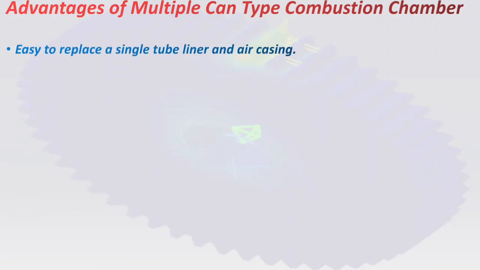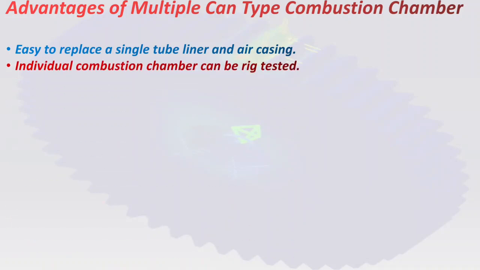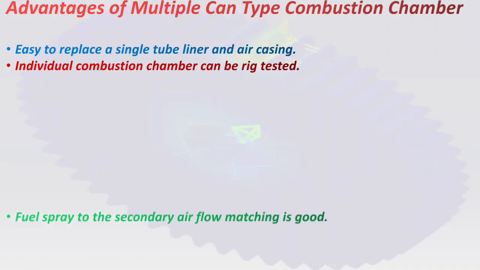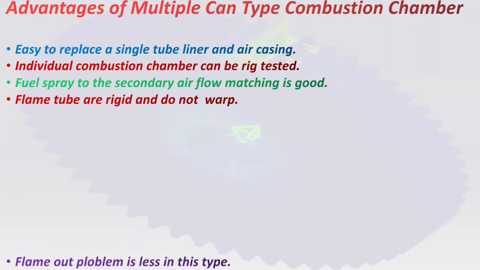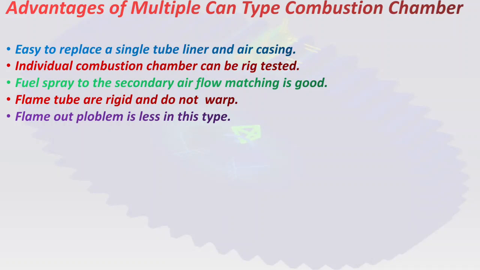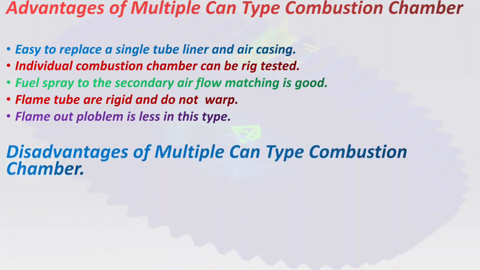Advantages of the multiple can type combustion chamber: it is easy to replace a single tube liner and air casing, which means maintenance is very easy. Individual combustion chambers can be rig tested. Fuel spray to secondary airflow matching is good. Flame tubes are rigid and do not warp, which is very important. Flame out problem is less in this type.